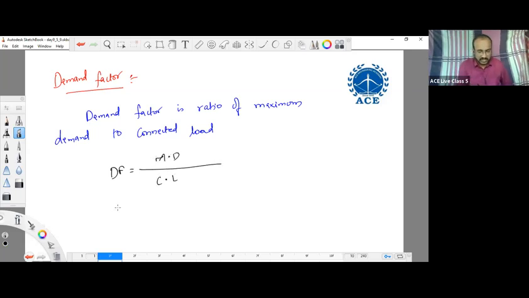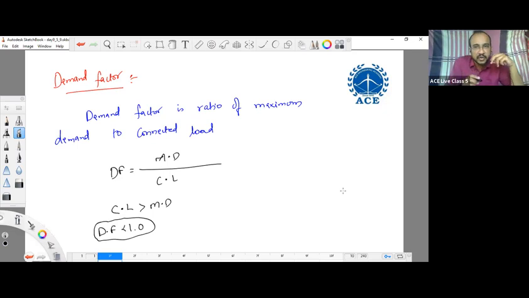As we know, the connected load will be greater than the maximum demand. So the demand factor value will be less than 1, because the connected load will be more when compared to maximum demand. So demand factor is the ratio of maximum demand to connected load.